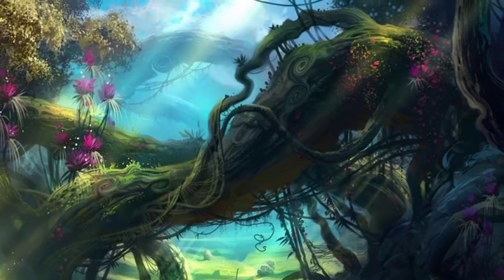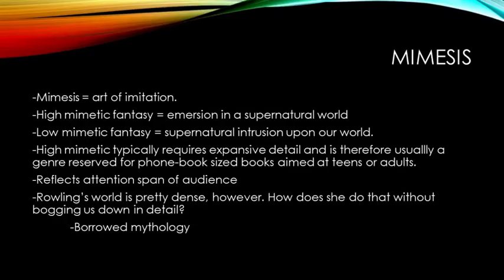Rowling's world is pretty dense, however. So the question that we're going to have to deal with at some point is, how does she do that without bogging us down in detail? How do you show us this brand new high mimetic world that is the wizarding world without, I don't know, becoming J.R.R. Tolkien, where he's describing a tree for like 4 pages and you're like, I get it, tree. We could probably move on.